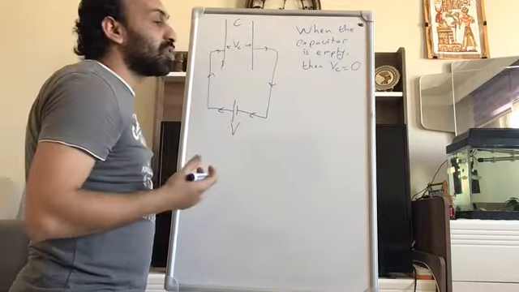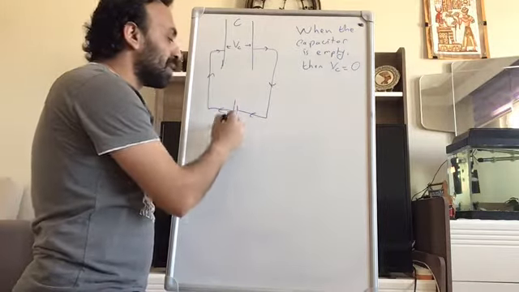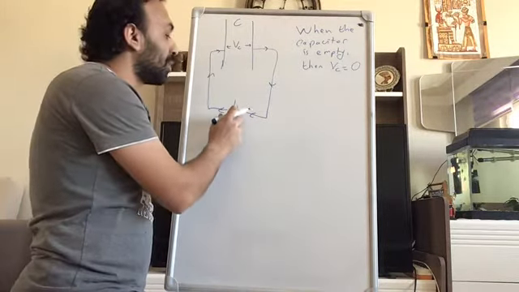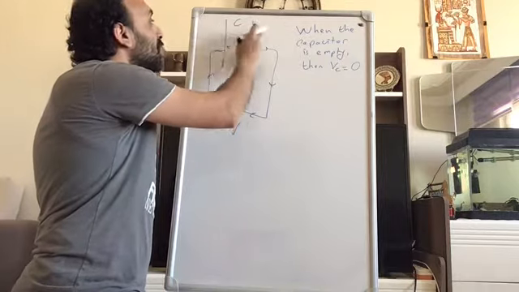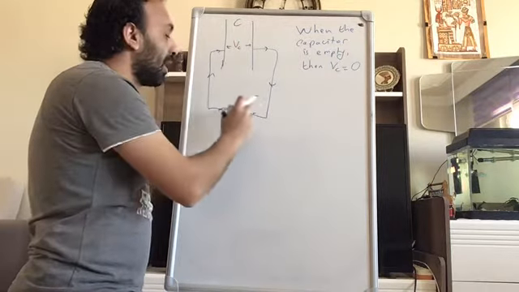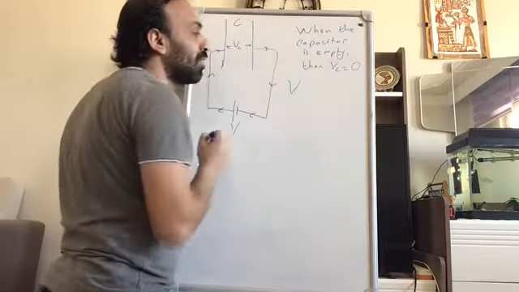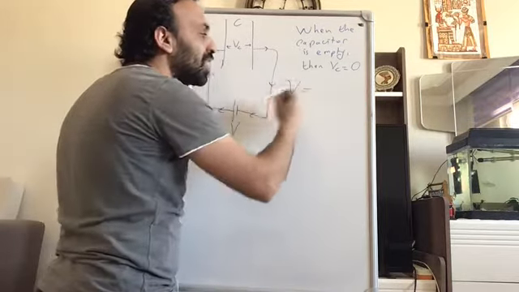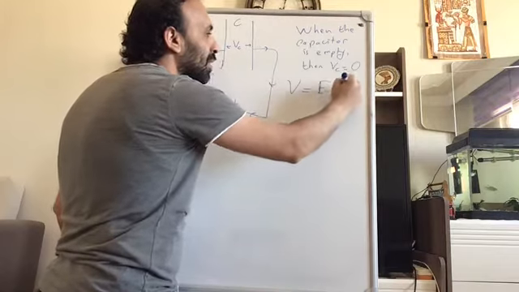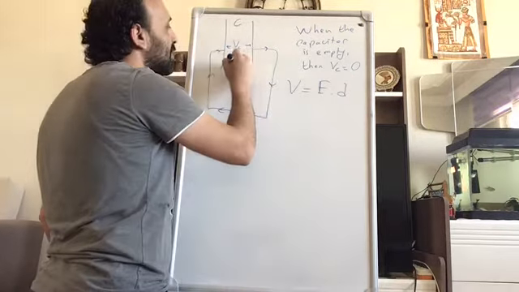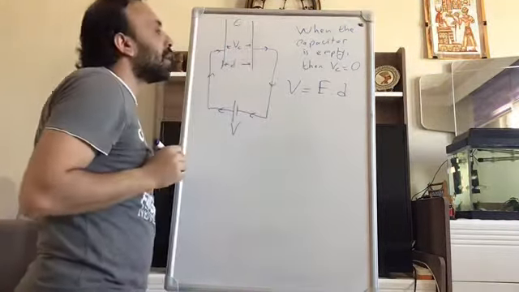Why are the electric charges moving? Because this power supply is generating an electric potential difference between these two plates. And just remember, when you have an electric potential difference, you can relate it to the electric field, like E times D, for instance. D is the separation of these two plates.